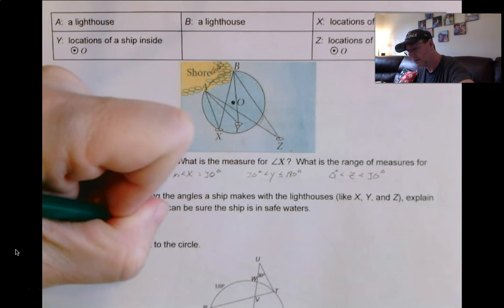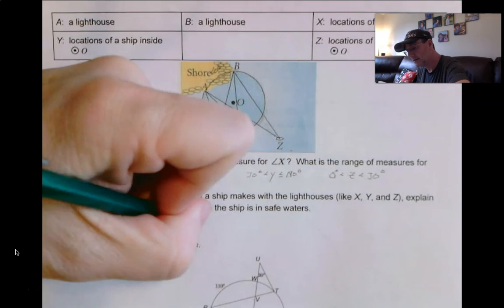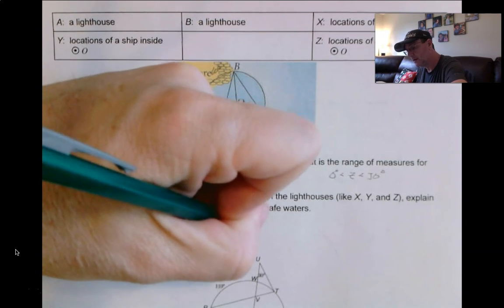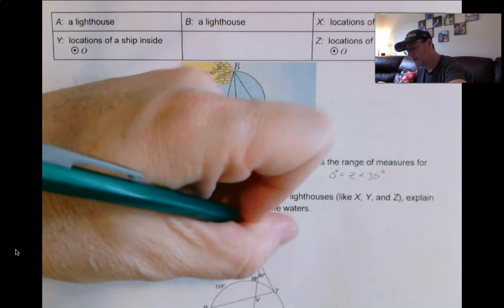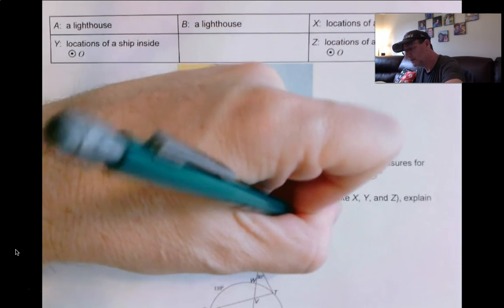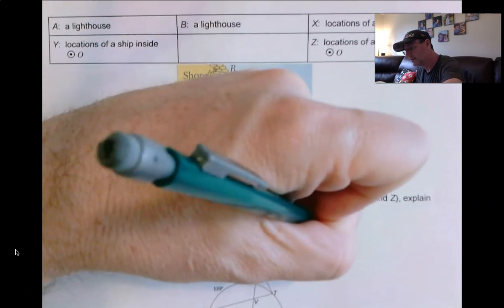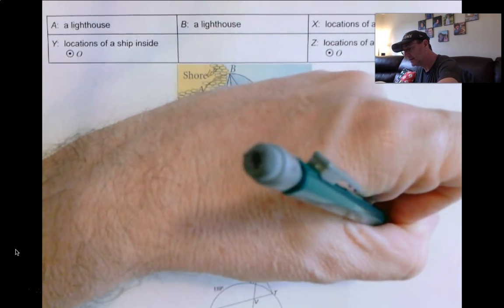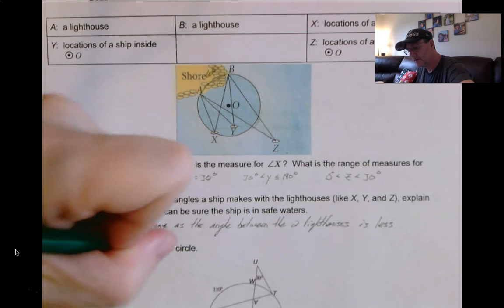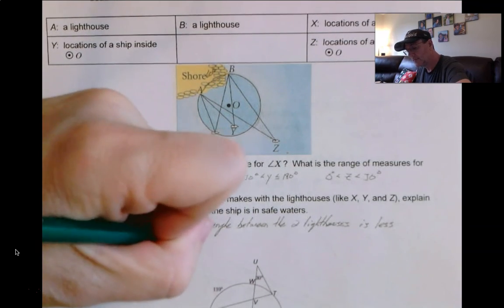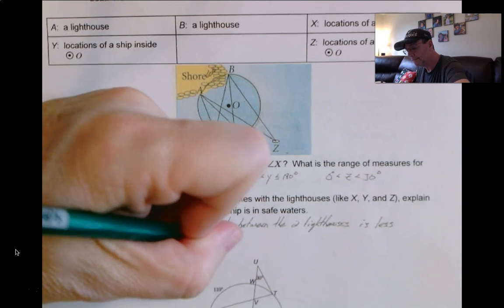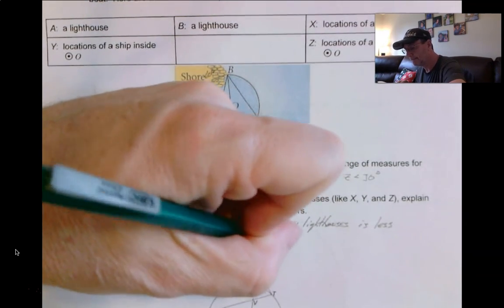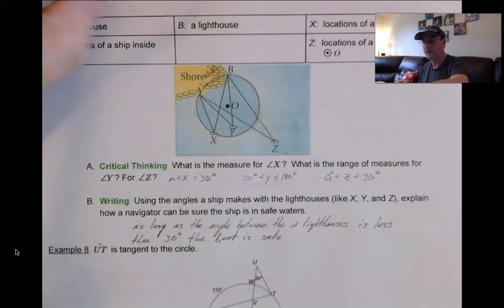As long as the angle between the two lighthouses is less than 30 degrees, the boat or ship is safe. Okay. Example 8.